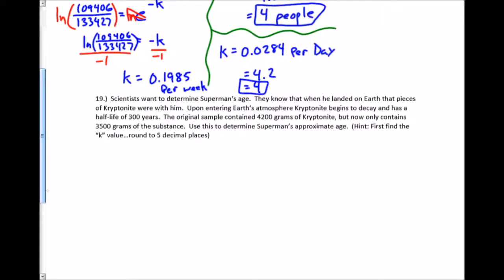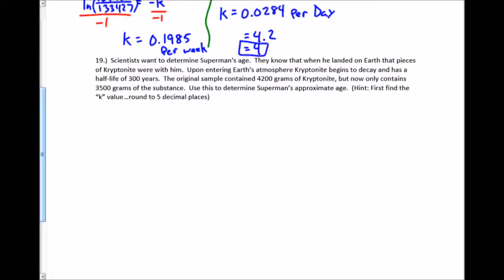If you look at something like this, this one, scientists want to determine how old Superman is, and what they're going to do is they're going to find out the age of the kryptonite that was with him when he crash landed. So again, the first thing we're going to need to do for this one is identify the k value. And we're going to do that using the half-life, all right? It tells us that the original amount present was the 4,200 grams. And again, it's e to the negative kt. We're using the half-life. It tells us that the half-life is 300 years, which means if I plug a 300 in here for the number of years, after 300 years, we should have half the amount left, which means we'd be down to 2,100 of this stuff.